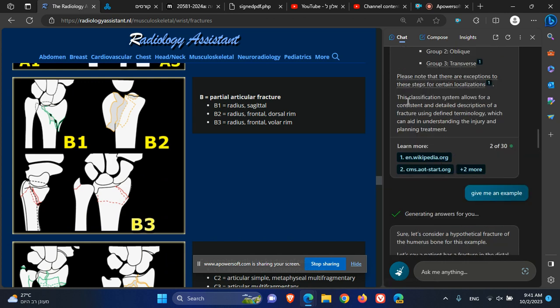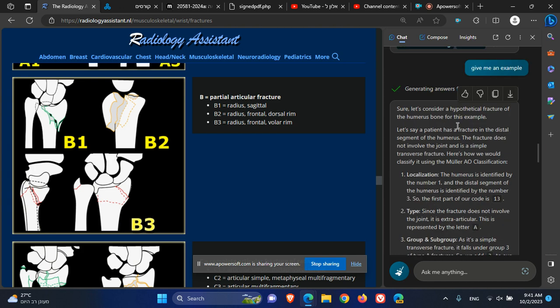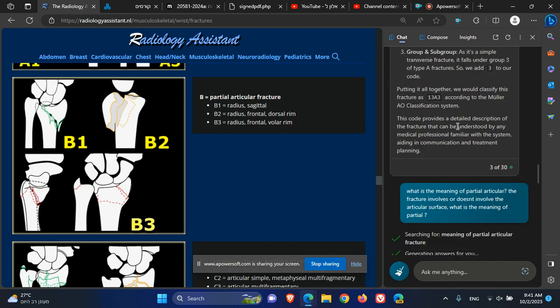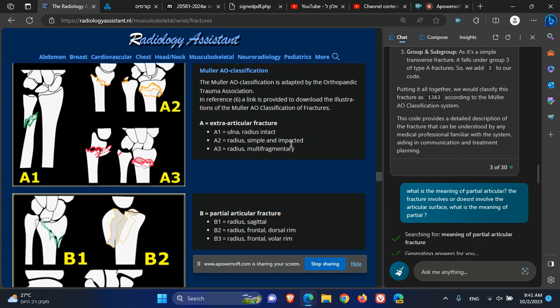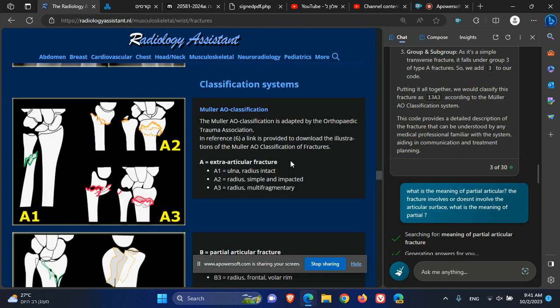for fractures, and as written here, this classification system allows for a consistent and detailed description of a fracture using defined terminology, working in and understanding the injury and planning treatment. This is the purpose of Muller AO classification. So we can know exactly on which fracture we are talking about.